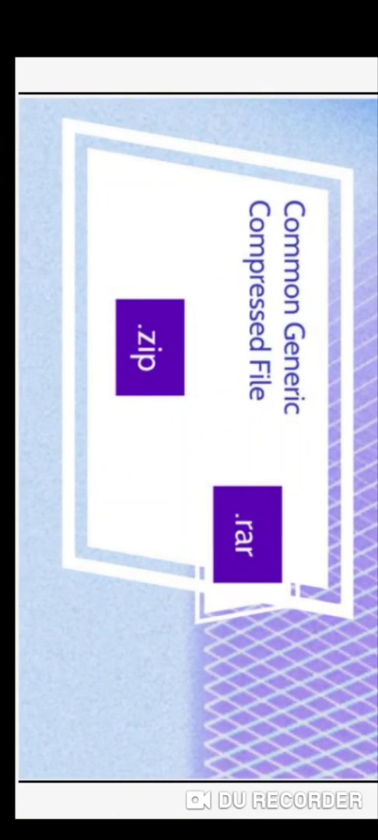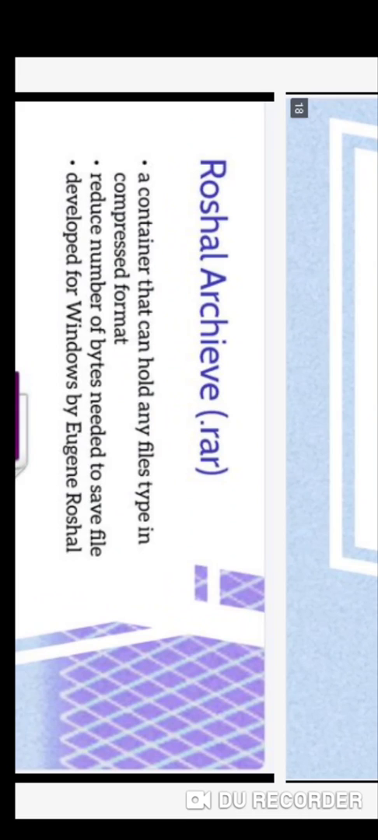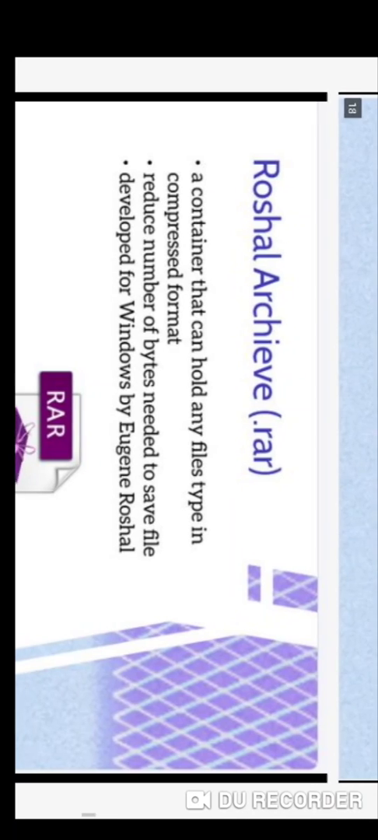Now we have also the common generic compressed files, which are RAR and ZIP. RAR is like a Roshal Archive, a container that can hold any files in compressed format. When you compress them, for example, you have many pictures and you just want to make them be one file. You can just compress them, and we are going to do this practically as we are using our computers when you come back on Monday.